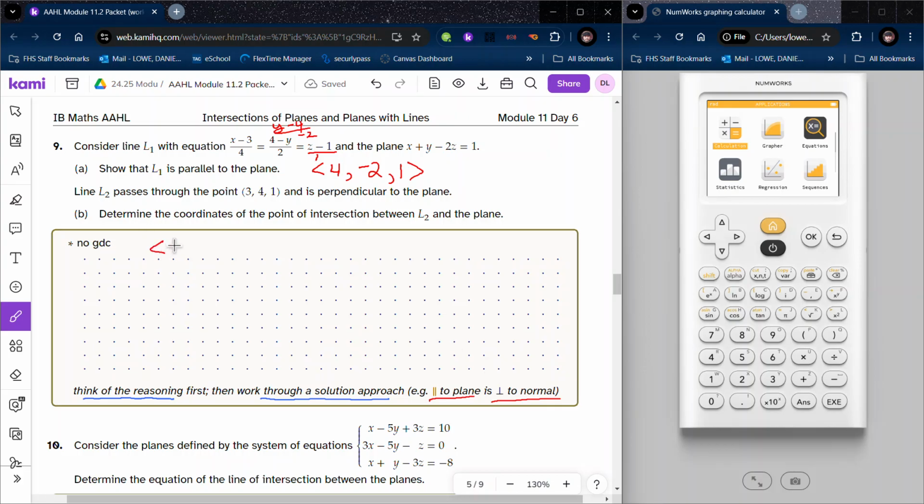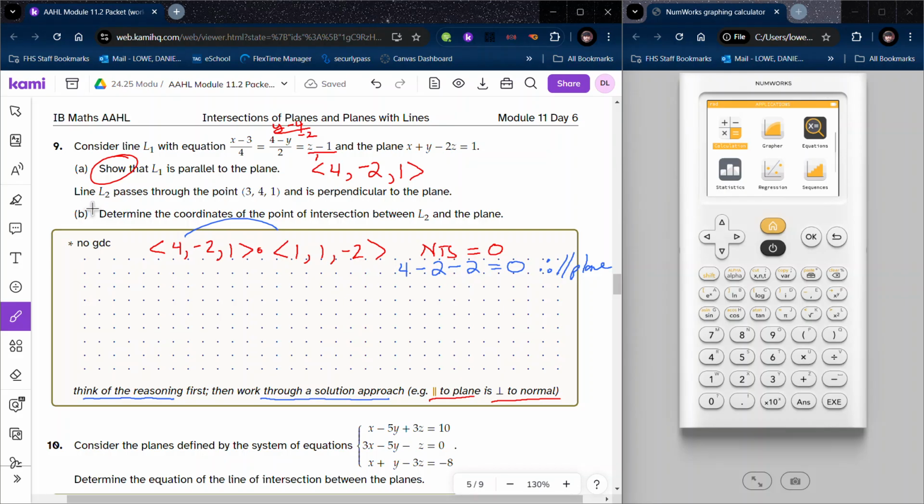So if I'm going to be parallel to the plane, I'm perpendicular to the normal, which means I need to show that 4, negative 2, 1 dotted with the normal 1, 1, negative 2 is equal to 0. I can't just state it's 0. I need to do the work and the result should be 0. If you do the work and you don't get 0, you know you've made a mistake. So for the dot product, 4 times 1, then negative 2 times 1, and 1 times negative 2, and that sum is 0, so therefore I know I'm parallel to the plane.